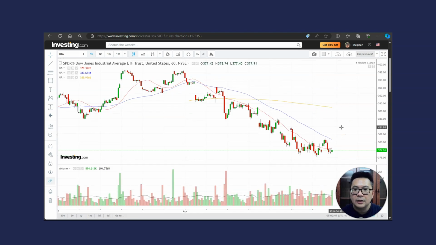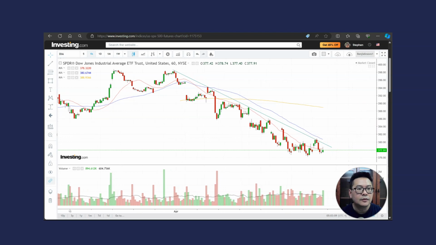The diamonds are a bit stronger in the 60-minute chart. Well, if it can break above this downtrend line, we may see it going above the 20 MA and 50 MA, and let's see if we can start a new 60-minute uptrend from there.